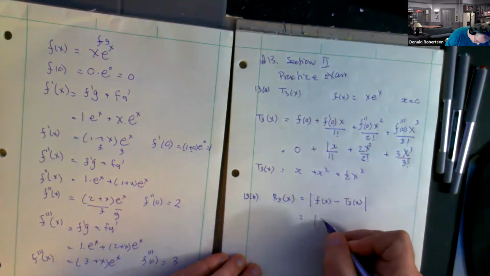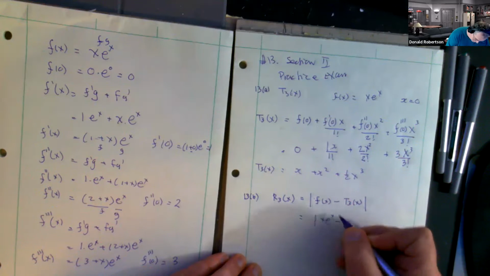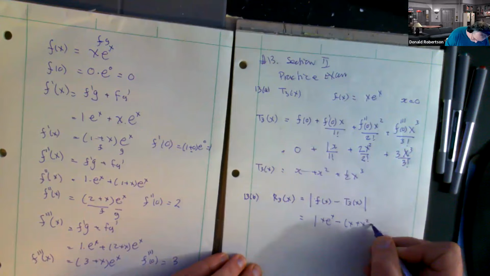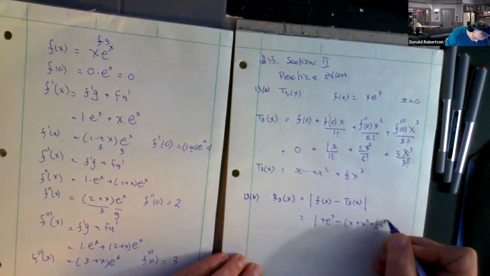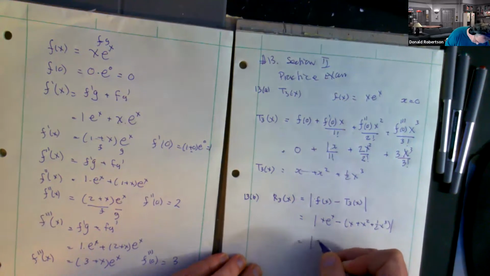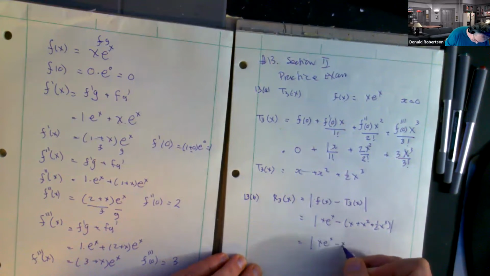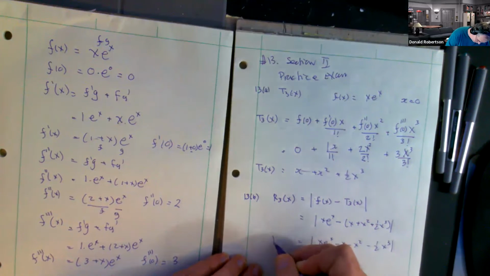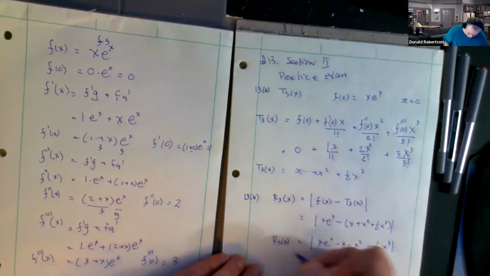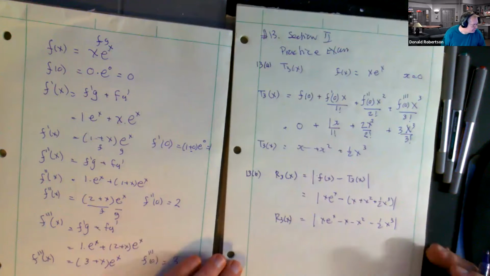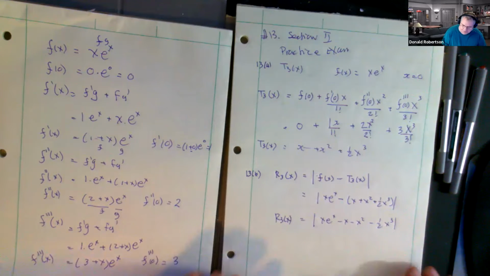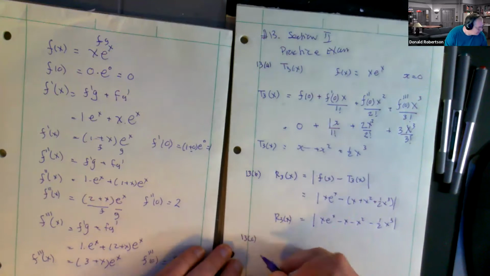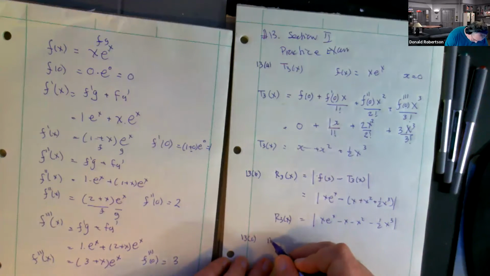f of x is this guy, take away that guy. And to make it look a little bit prettier, and we have calculated or found an expression for the remainder function. Now 13c says find the maximum error.